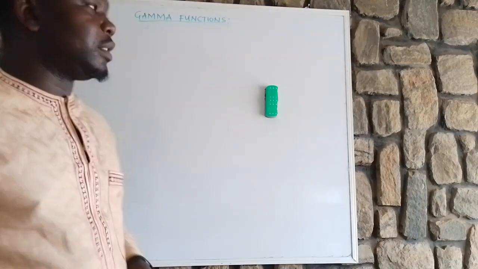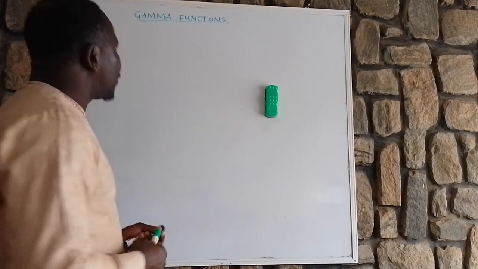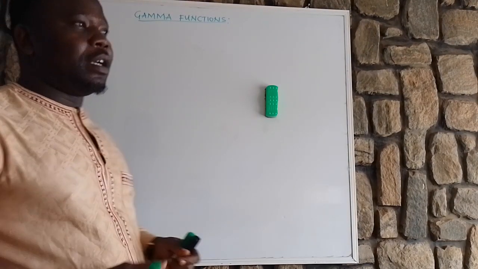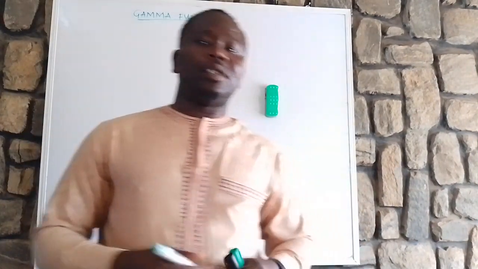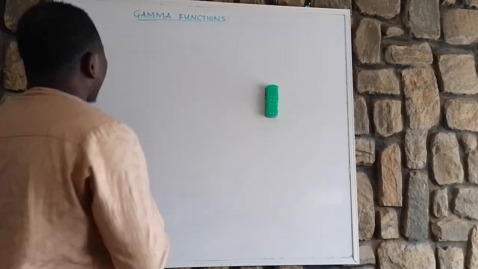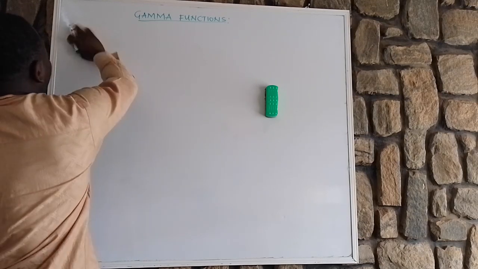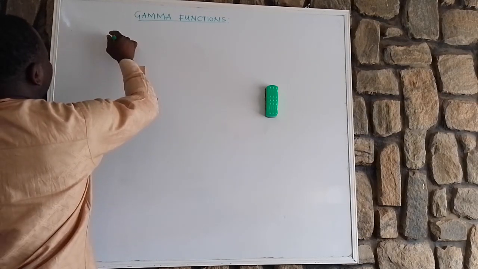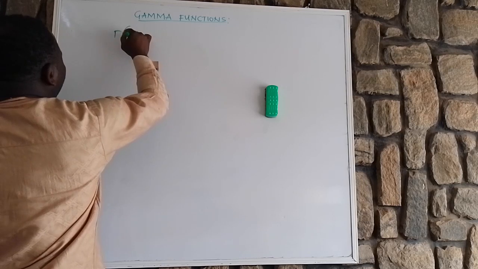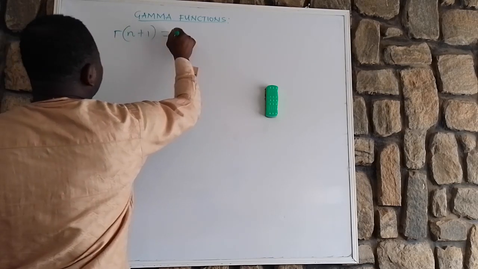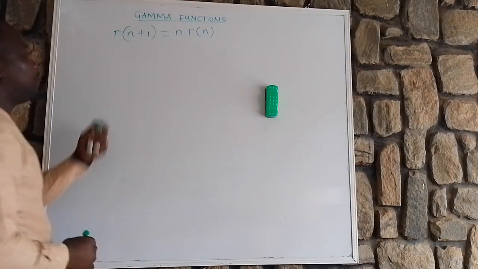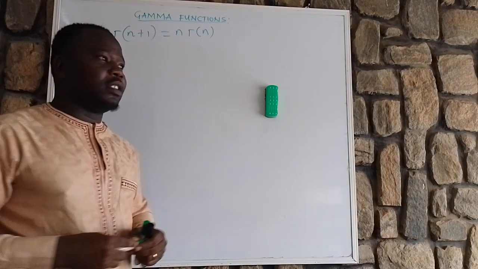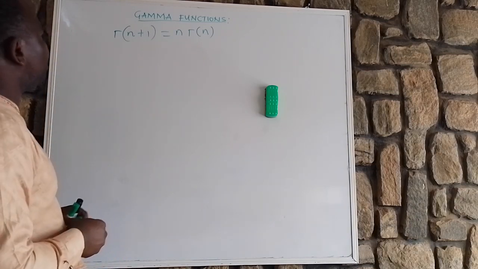Okay, let's look at gamma functions. There is a formula we are going to use or apply to solve some examples. Simple as ABC. Please just follow me up. Now, gamma function, let us have this formula. Gamma of n plus 1 is equals to n gamma of n. This is the formula. It's simple as ABC. This is what we are going to use.